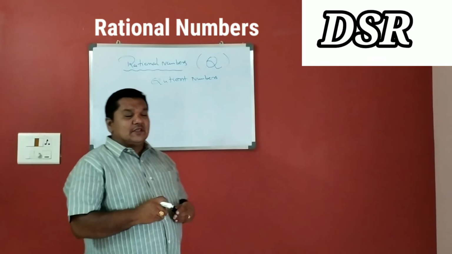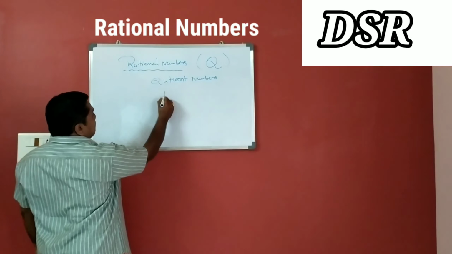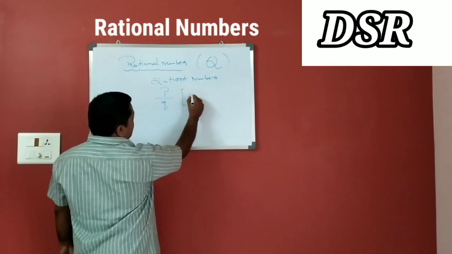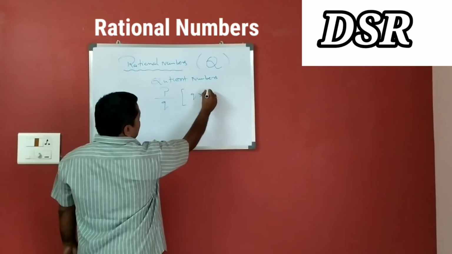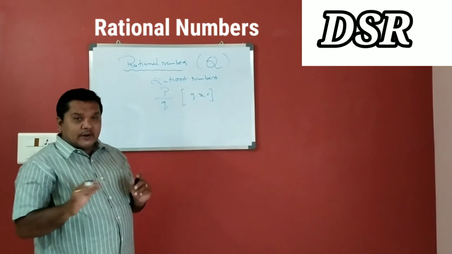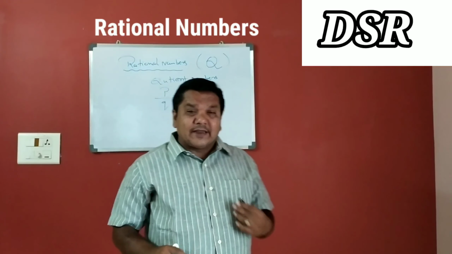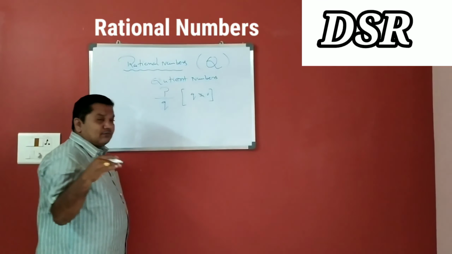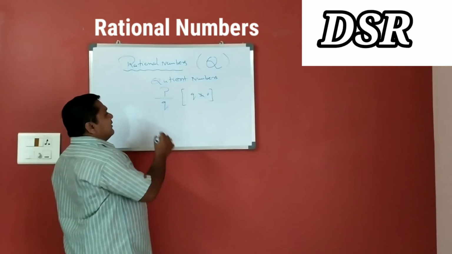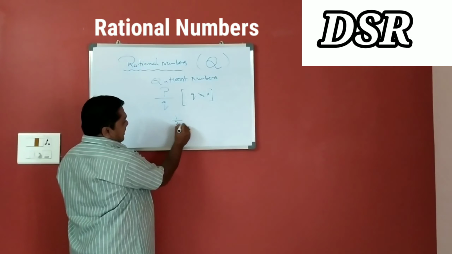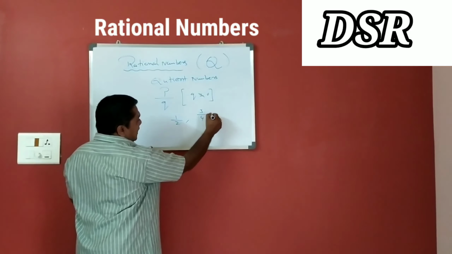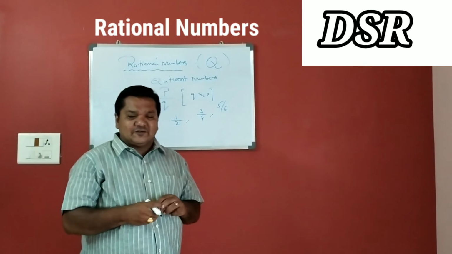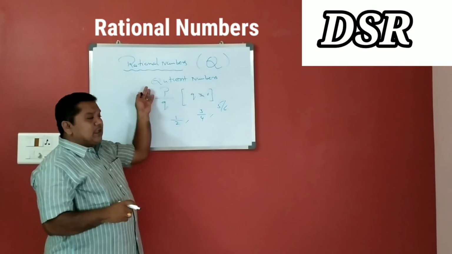Rational numbers are in the form of p by q, where q is not equal to 0, that is, the denominator is not equal to 0. That type of number is called a rational number. They look like fractions, for example, 1 by 2, 3 by 4 and 5 by 6. These types of numbers are called rational numbers. It is in the form of p by q.